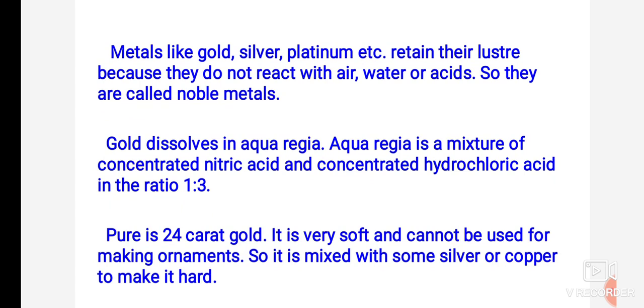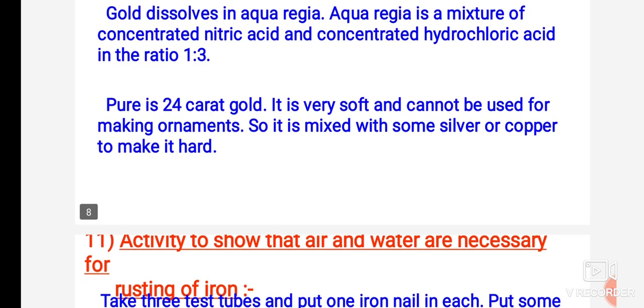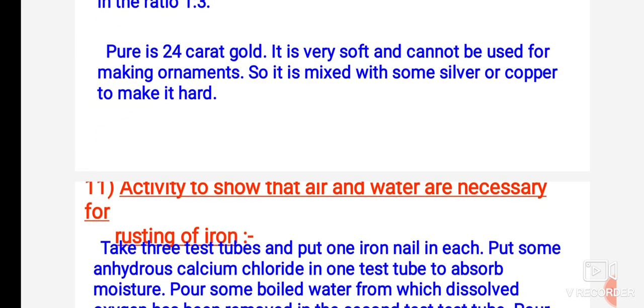Okay. Gold only dissolves in aqua regia. What is aqua regia? Aqua regia is a mixture of concentrated nitric acid and concentrated hydrochloric acid in the ratio 1:3. Pure 24 karat gold is very soft and cannot be used for making ornaments. So it is mixed with some silver or copper to make it hard and to be used in making ornaments.